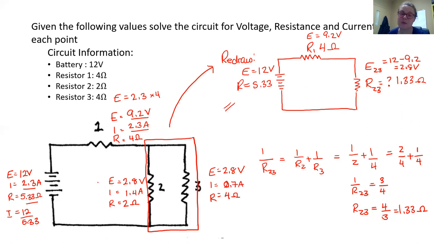Now, if we look, the current in these two branches should be equal to the current through resistor 1. 1.4 plus 0.7 gives us 2.1. Because we had to round that 5.33, it's made a little bit of difference in our current, but we've still calculated it correctly. Now I'm just going to do a quick pause here. I'm going to plug my computer in.